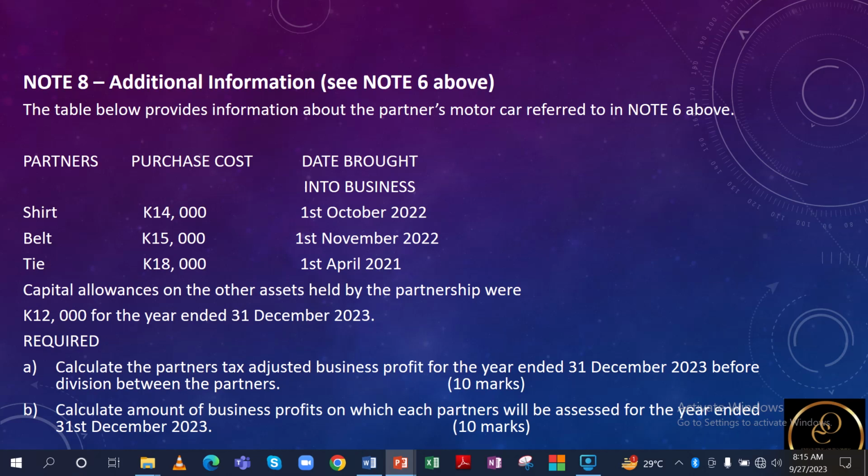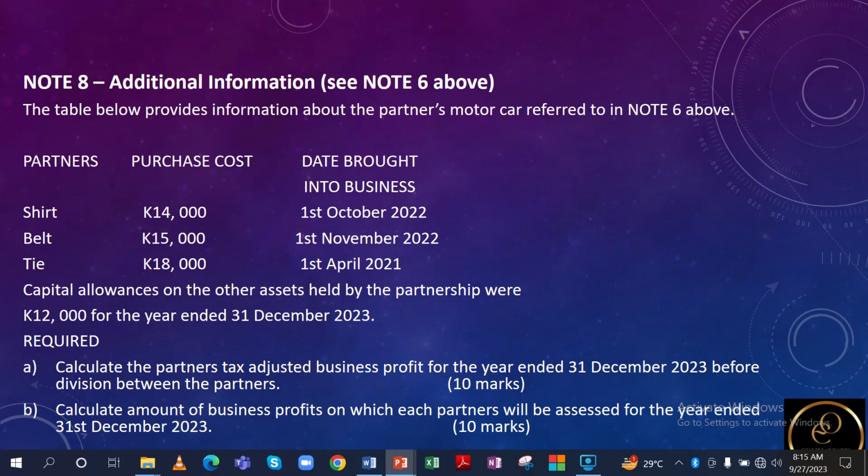So what are we told to do? What is our task? Our task is: A, calculate the partners' tax adjusted business profit for the year ended 31st December 2023 between the partners, that is 10 marks. Then B, calculate the amount of business profit on which each partner will be assessed for the year ended 31st December 2023.